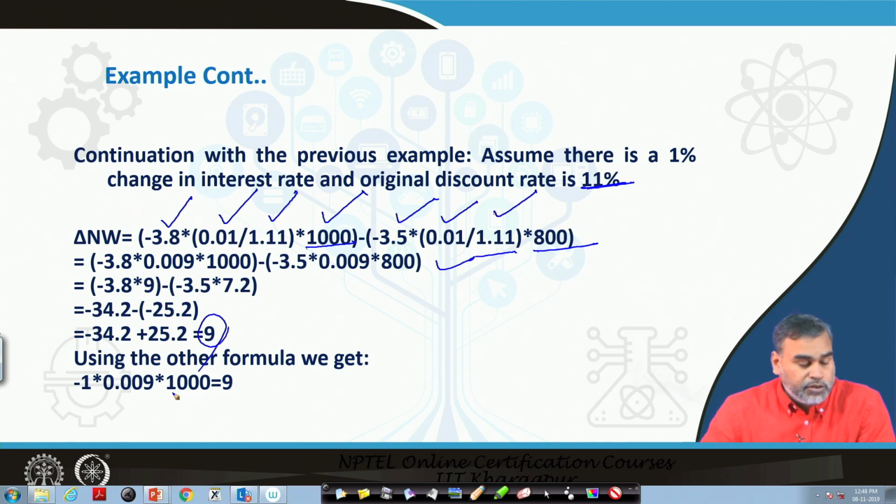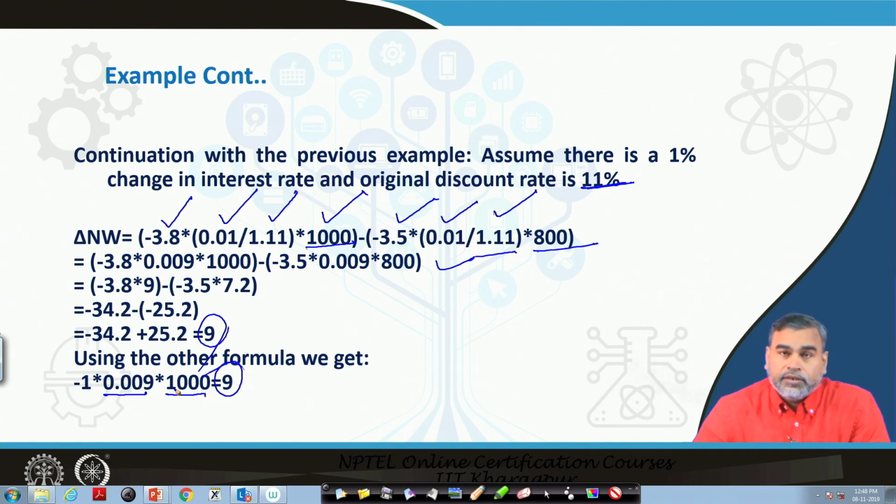We already know that the duration gap from this example was 1. So directly we can use minus 1, minus the duration gap into delta I divided by 1 plus I, that is 0.009, into your total assets, which gives you the 9. In both cases you get the same answer because it is derived from the same formula. Remember this easier way: minus the duration gap multiplied by delta I divided by 1 plus I, that means change in interest rate divided by 1 plus the discount rate, multiplied by the total assets. That gives you the change in net worth, or delta NW.